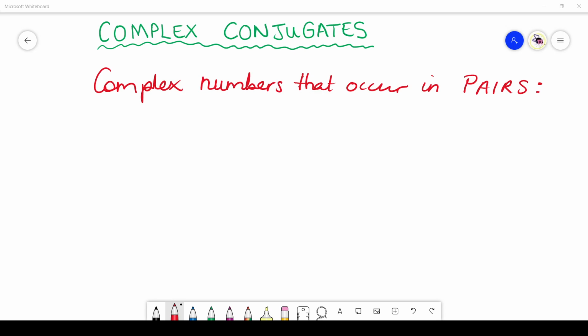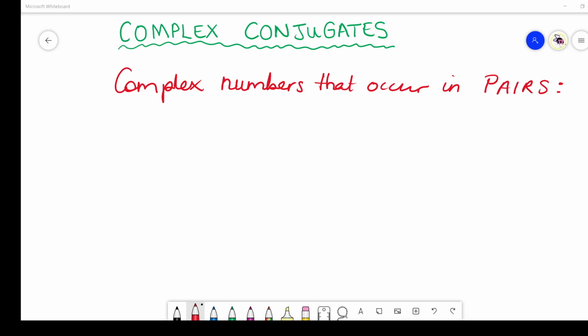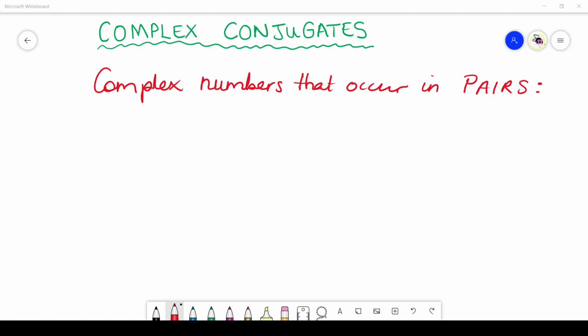So from part 1 of complex numbers, you would have understood what a complex number actually is. It has a real and imaginary part, and it has that letter i in it. Now a complex conjugate is simply a pair of complex numbers that always happen side by side. Let me give you some examples of what they look like.